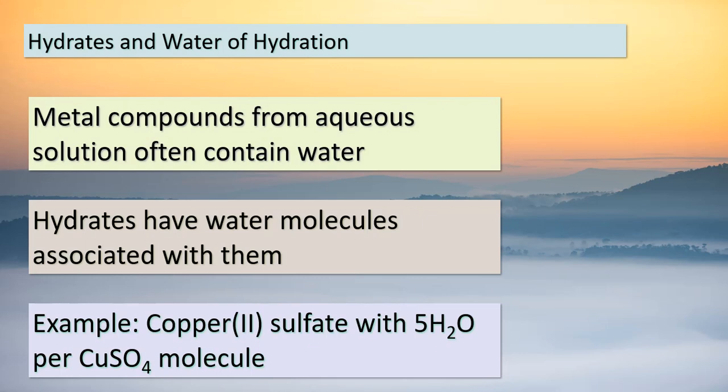But wait, there's more. Rust, which is iron(III) oxide, also comes in a hydrate form. However, its water content can vary, leading to a formula like Fe2O3·xH2O, where x represents the variable amount of water of hydration. This variation adds another layer of complexity to our understanding. Now, let's journey further and explore the intricate world of these hydrates and their captivating properties.